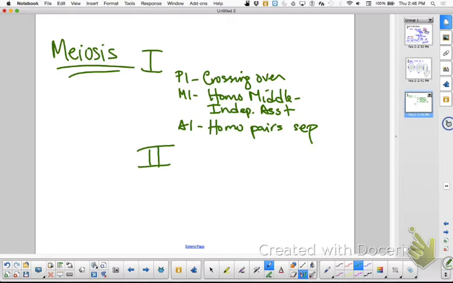No. Is there any more crossing over going on? No. Why not? There's nobody to cross over with. The homologous pairs have been separated. You'd be crossing over with a sister. No real variety there, right?